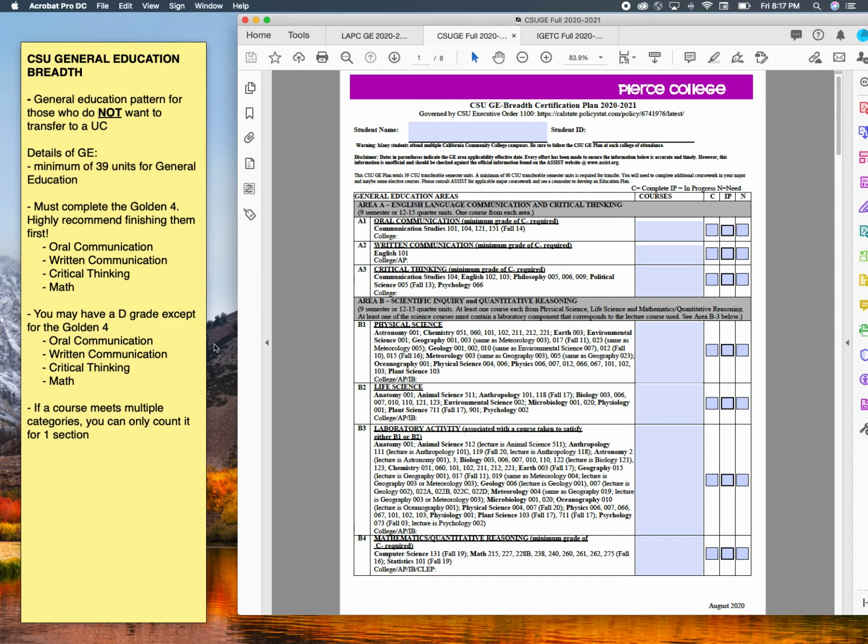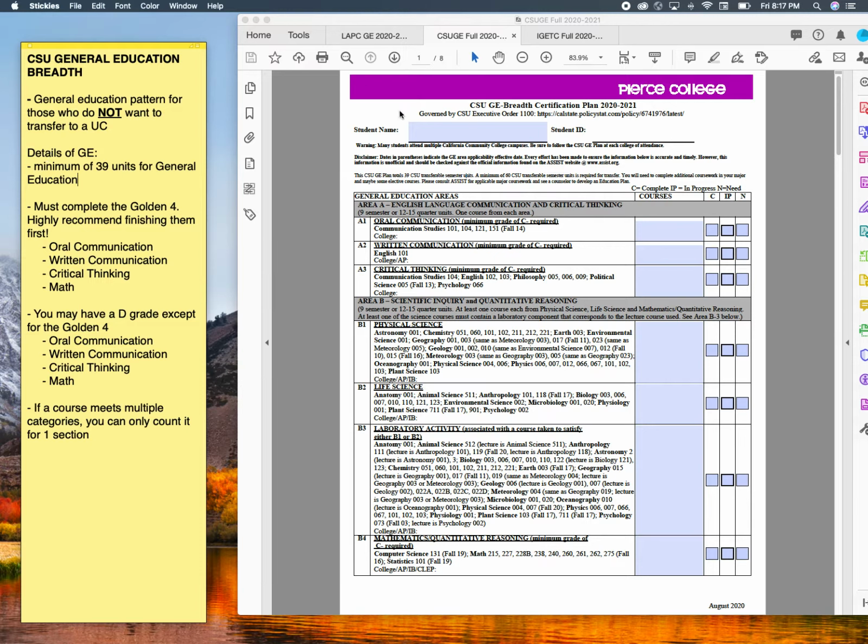Okay, this General Education Breadth is for students who want to apply for the California State Universities, also known as Cal State or CSU. If you are considering applying for both the CSU and the University of California, also known as the UC, please do not use this general education pattern. Please use the IGETC pattern. This is only for students who just want to apply to the Cal States, and those are the only types of schools they want to apply to. They are not thinking about the UC at all. So let's go ahead and go into the details of this general education pattern.